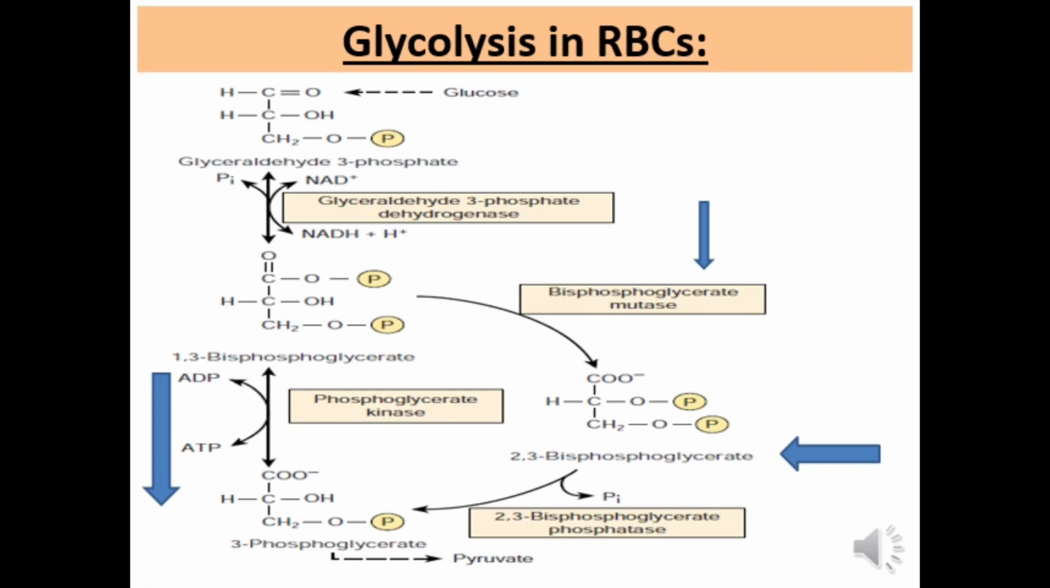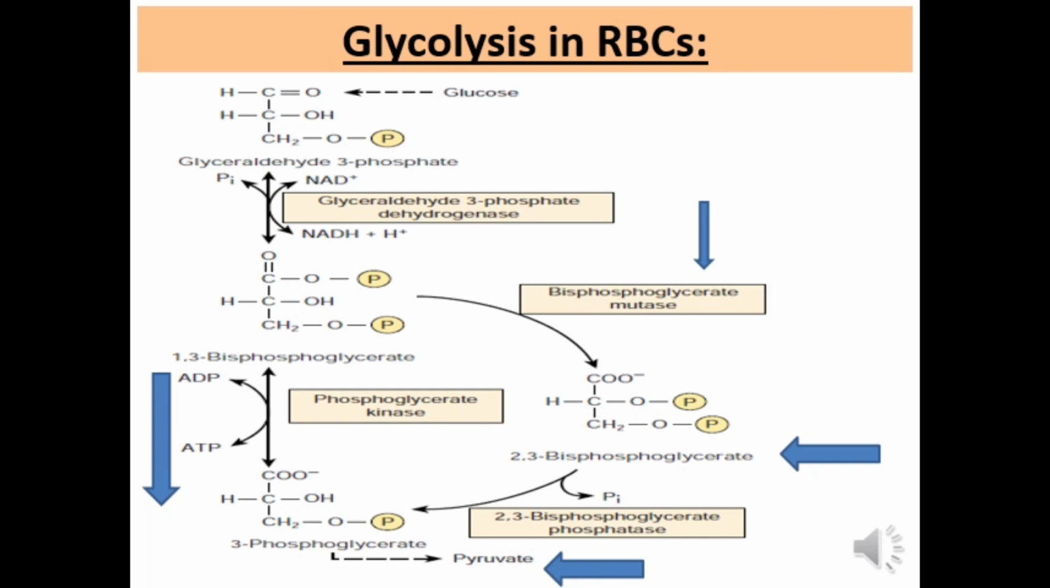Then 2,3-bisphosphoglycerate is dephosphorylated at position 2 to produce 3-phosphoglycerate, and 3-phosphoglycerate is an intermediate in glycolysis, which is converted into 2-phosphoglycerate, then into phosphoenolpyruvate, then to pyruvate.